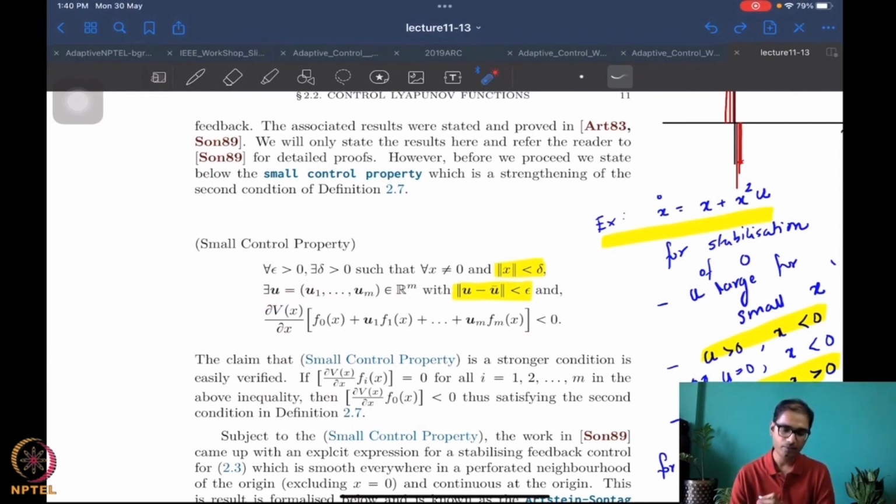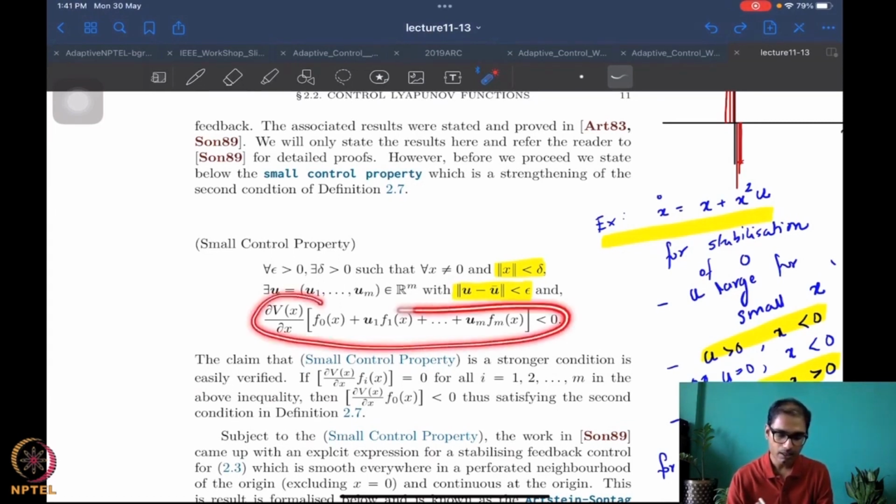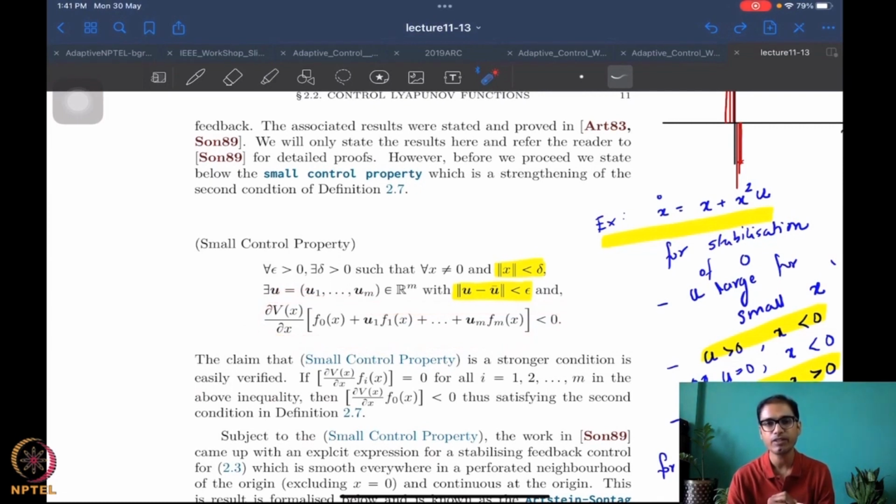So this is the interesting thing. What is the interesting thing? At the equilibrium the control is u bar. We know that at the equilibrium the control is in fact u bar. What we are saying is that close to the equilibrium value of the control, there exists such a control u, close to the equilibrium value, which makes my V dot negative definite. Okay, so there exists such a control. So this is what it means to have the small control property.